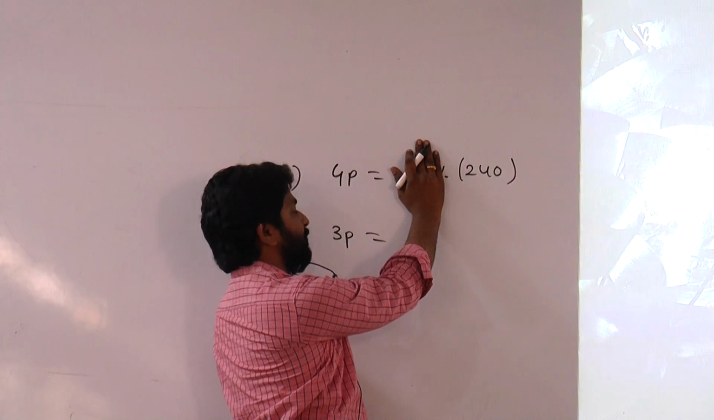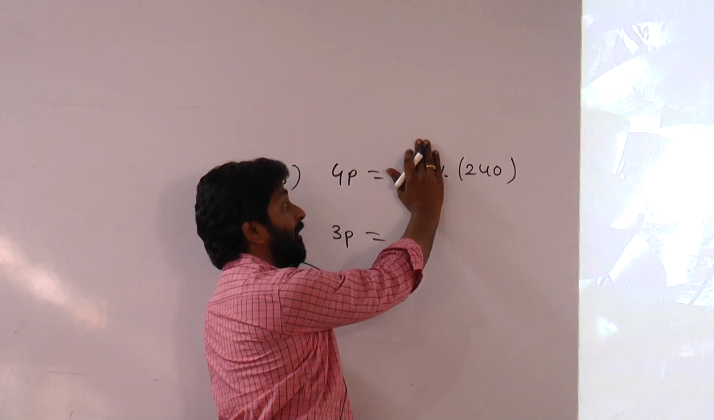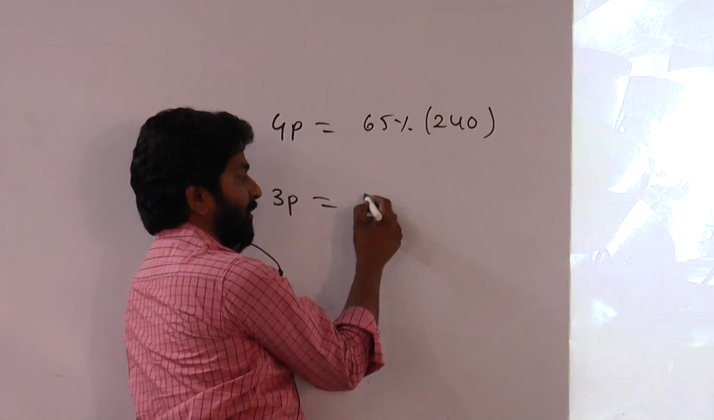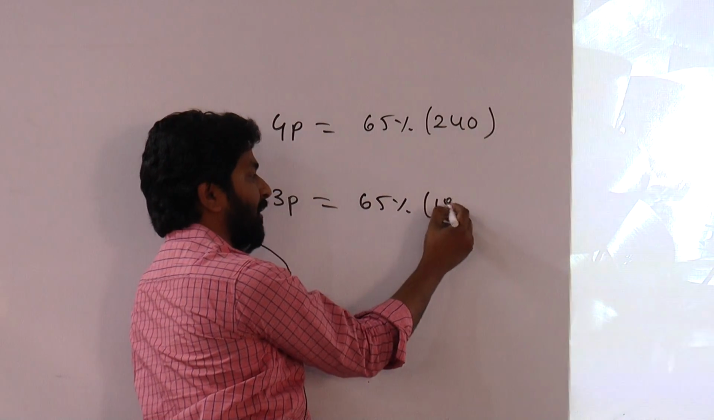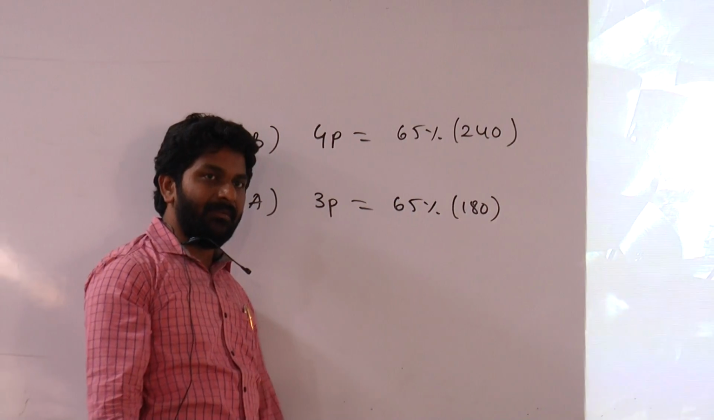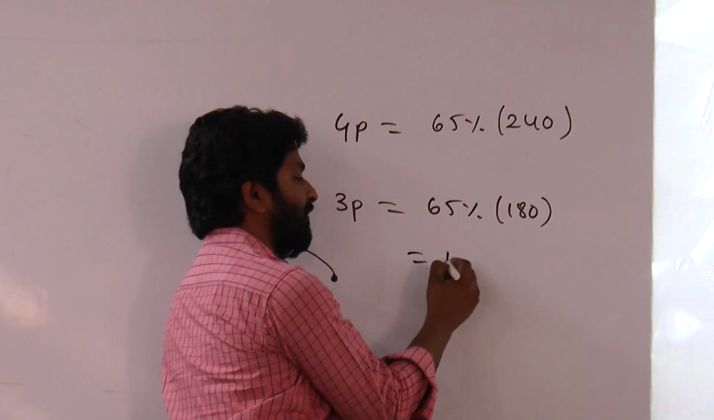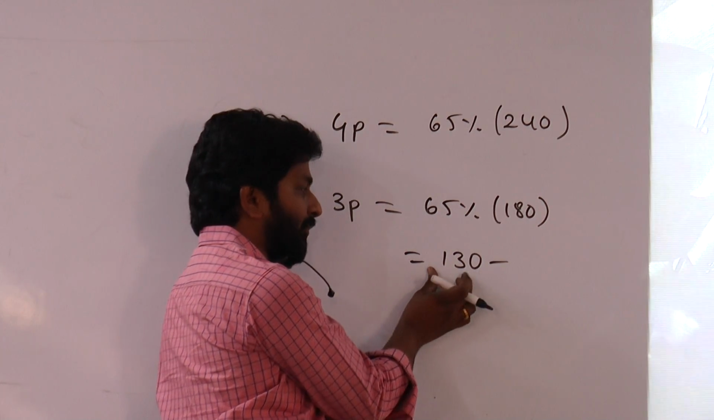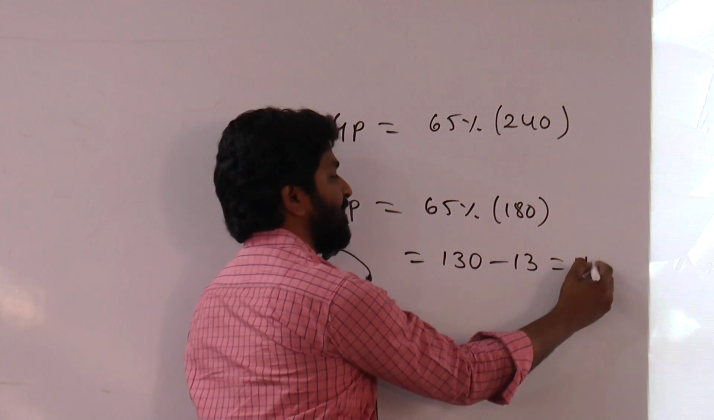4 how many times is 240? 60 times. So 3 parts is 180, and you need to calculate 65% of 180, or 180% of 65. 200% of this number is 130, minus 20%. If 200% is 130, 20% is 13. Answer is 117.